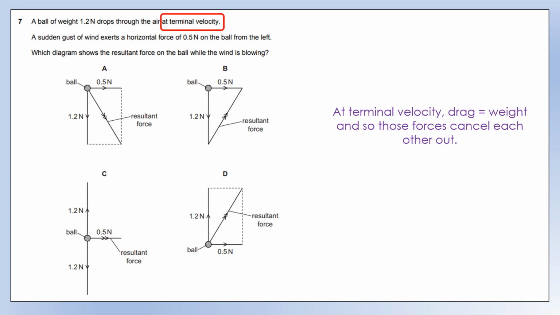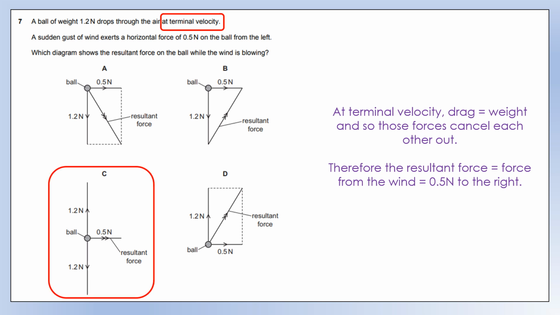So a sudden gust of wind exerts a force on the ball from the left. Which diagram shows the resultant force while the wind is blowing? So the resultant force is just going to be the force from the wind because the other two forces cancel each other out. So that's going to be 0.5 newtons to the right, and that's shown by diagram C.